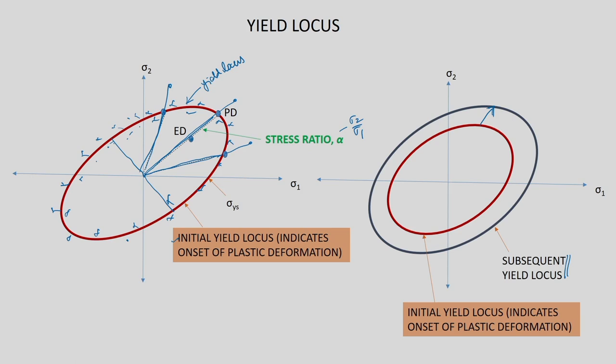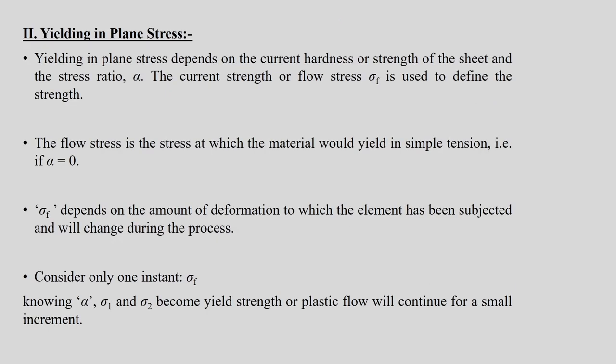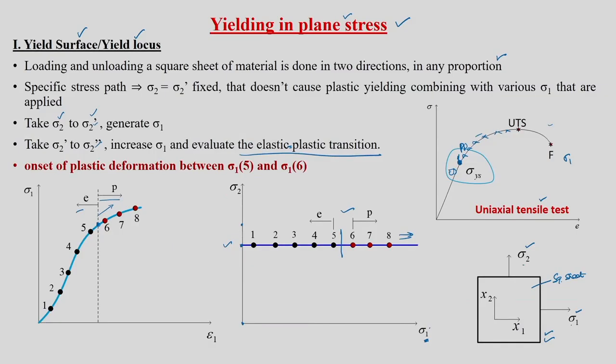So will it expand like this, or will it change its shape? All those things we will discuss to some extent in later chapters. But otherwise, let us assume that the shape of the yield locus remains the same, like this ellipse, and it is going to increase its size due to strain hardening. So flow stress here is less as compared to this, similarly here as compared to this. So this is what is called the yield locus.